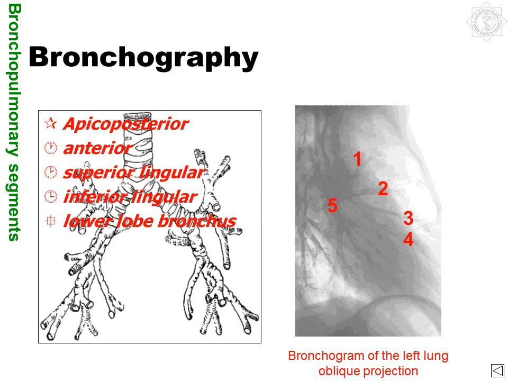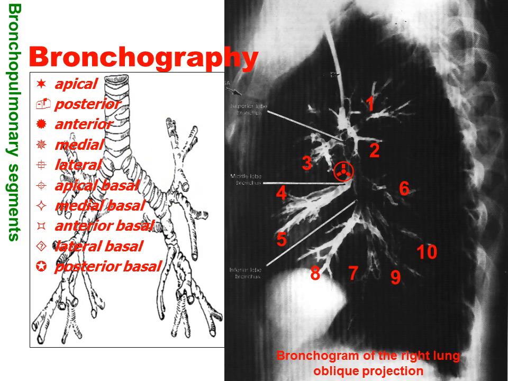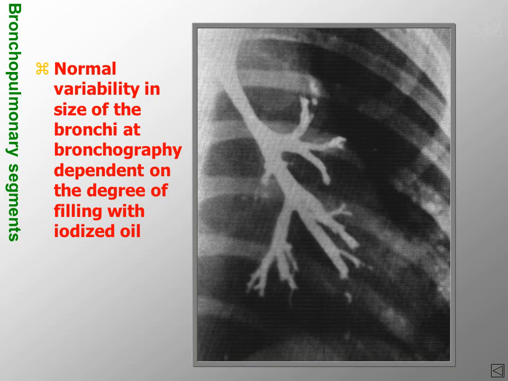The bronchogram shows you the apico-posterior, anterior, superior lingular, inferior lingular, and lower lobe bronchi. The bronchographic segments contain apical, posterior, anterior, medial, lateral, apical, medial basal, anterior basal, lateral basal, and posterior basal. Normal variation in the size of the bronchi at bronchography depends on the degree of filling with the iodized oil.